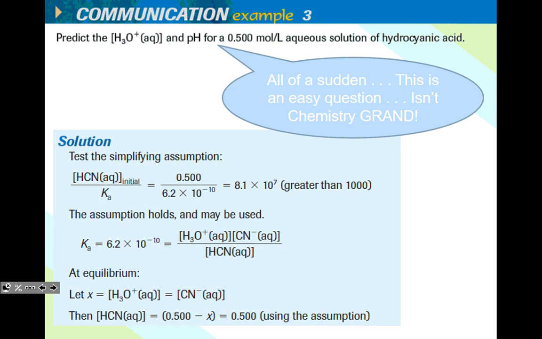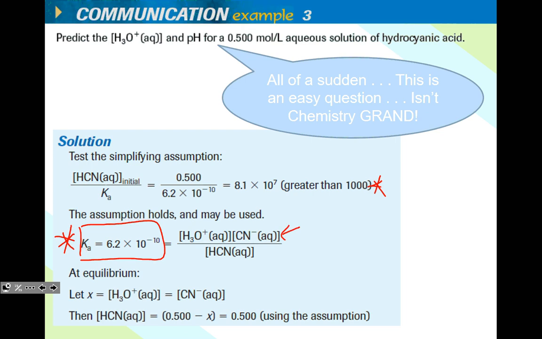So when you have a question like this, go to your table and find your Ka for hydrocyanic acid. And then pretty much the assumption is correct. It's always going to be greater than 1,000. It just always will be. So we go right to here. There's our Ka value right out of your textbook, or it's out of your data booklet.